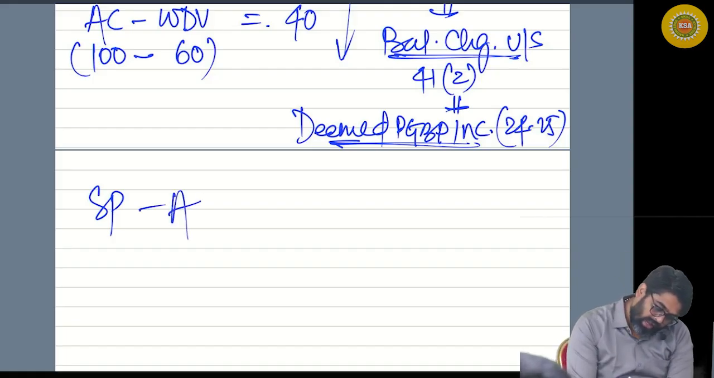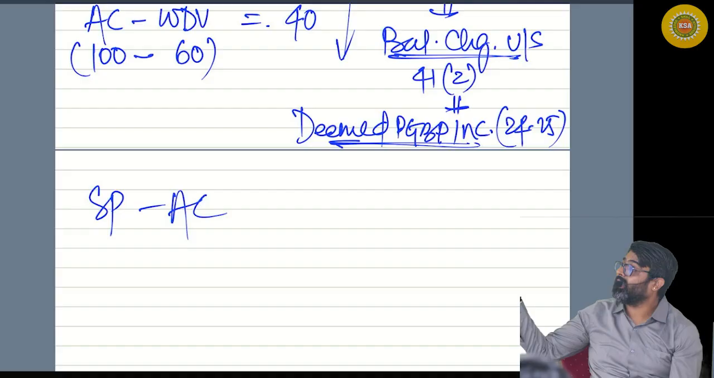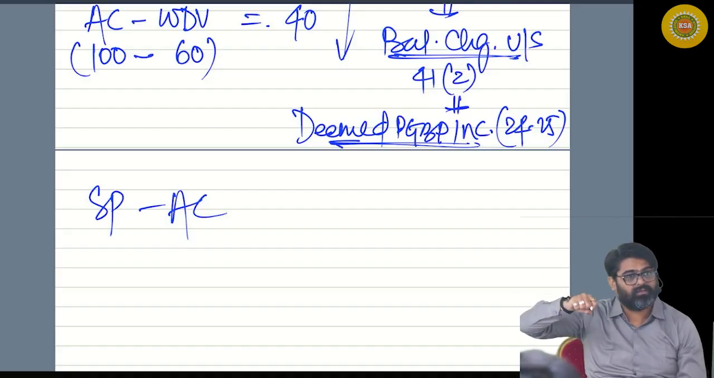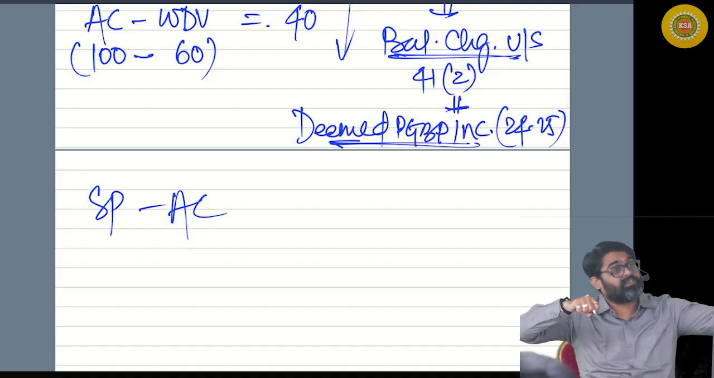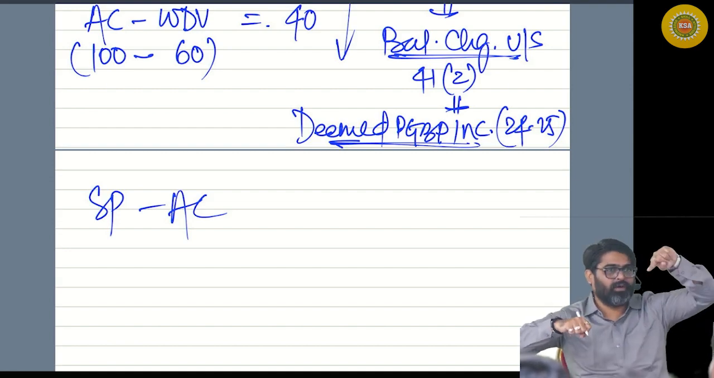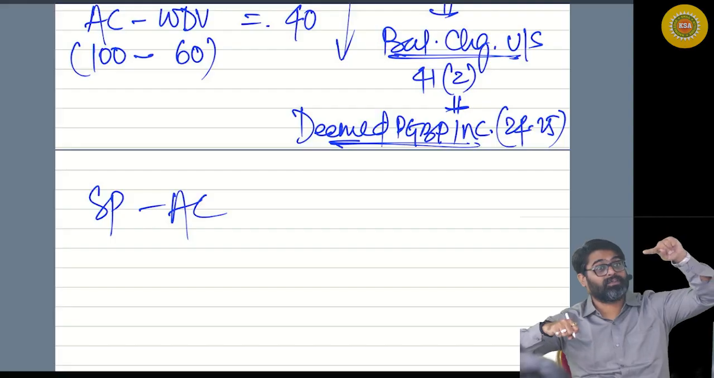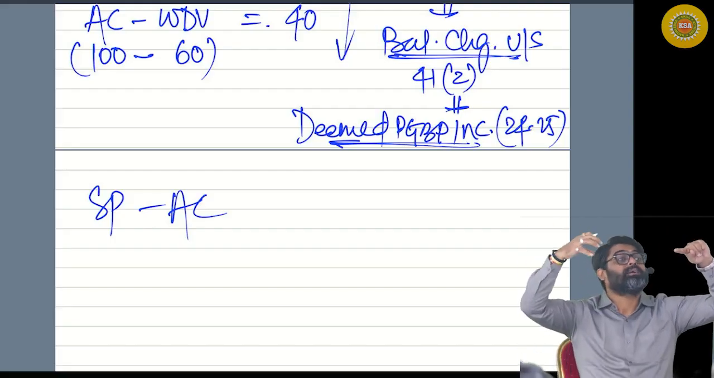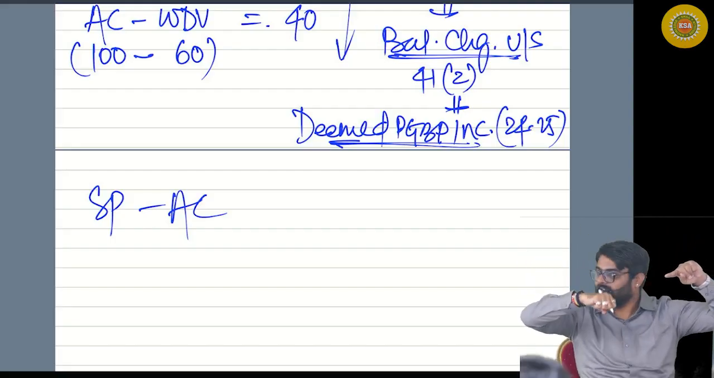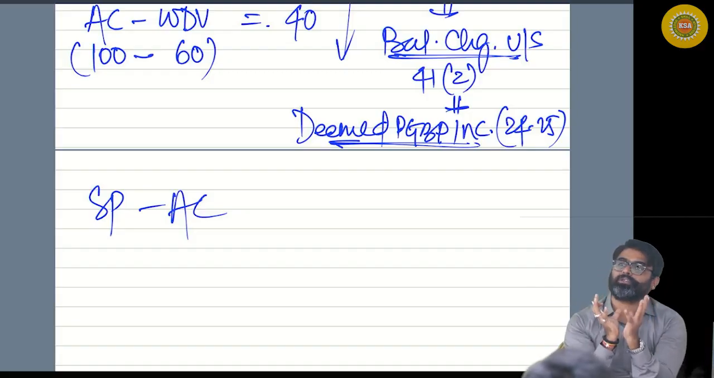Minus the actual cost. Why am I doing actual cost? Because the entire WDV you have recovered. And the depreciation which was allowed is also reversed. So depreciation which was allowed is reversed. Entire WDV is also considered recovered. So how much is the cost?